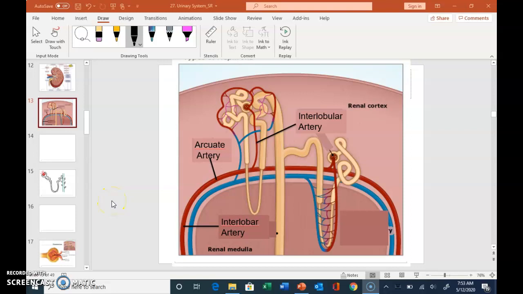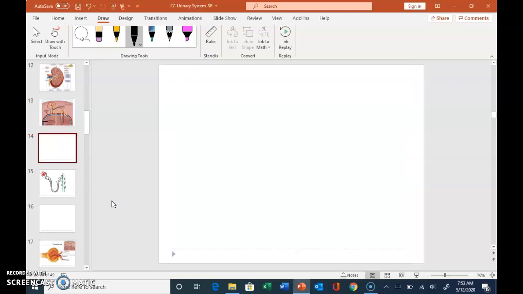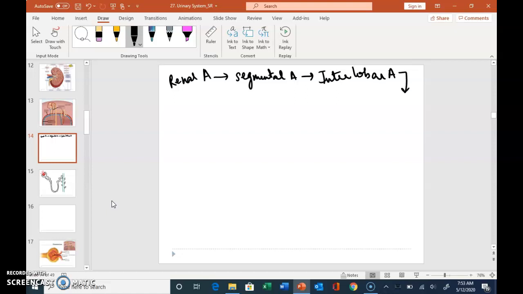Okay, class, so let's go over the blood supply through the kidney one more time. So it starts with the renal artery, right? The renal artery brings in blood into the kidneys. The renal artery then divides to form segmental arteries. The segmental arteries then further divide to form interlobar arteries. The interlobar arteries divide to form the arcuate artery.